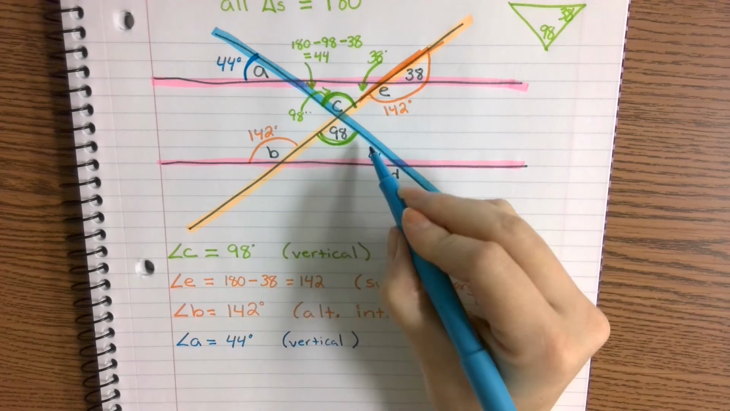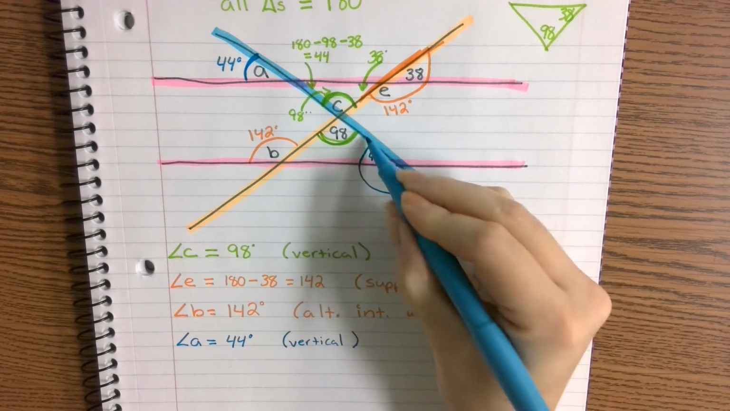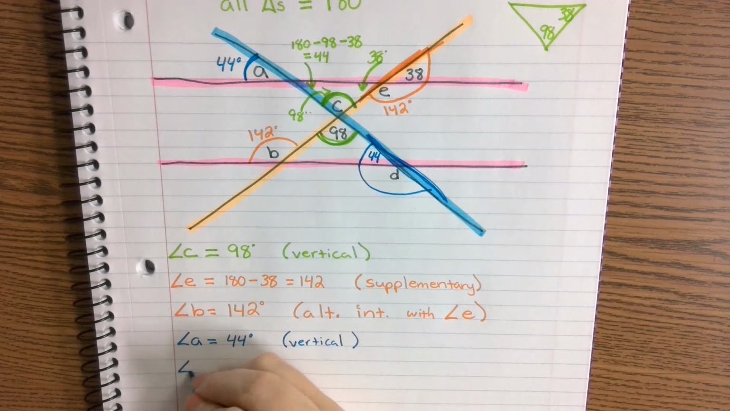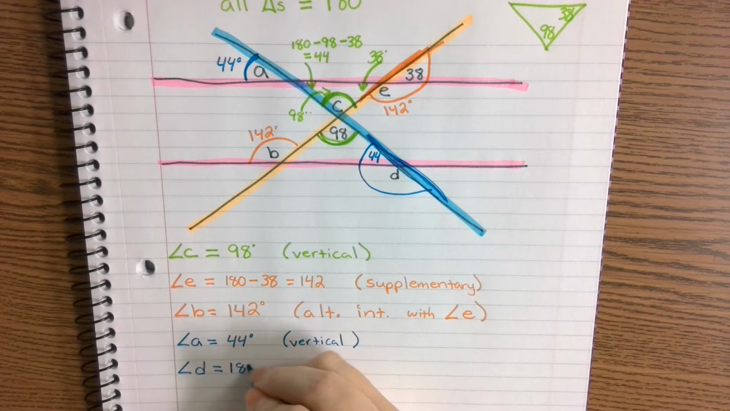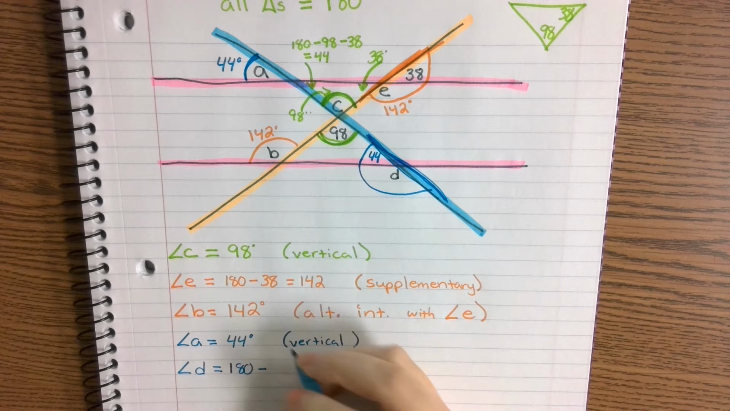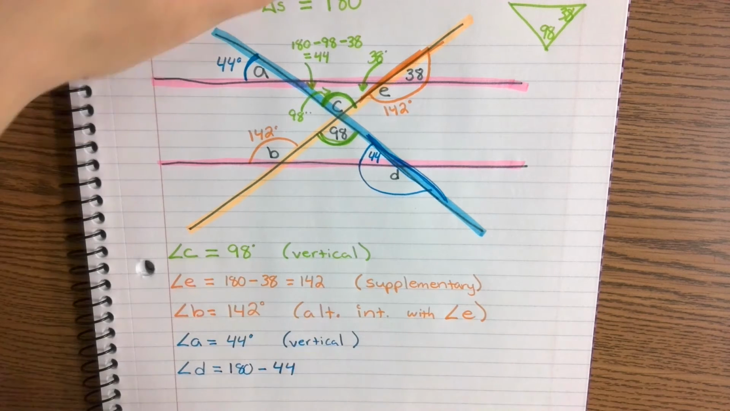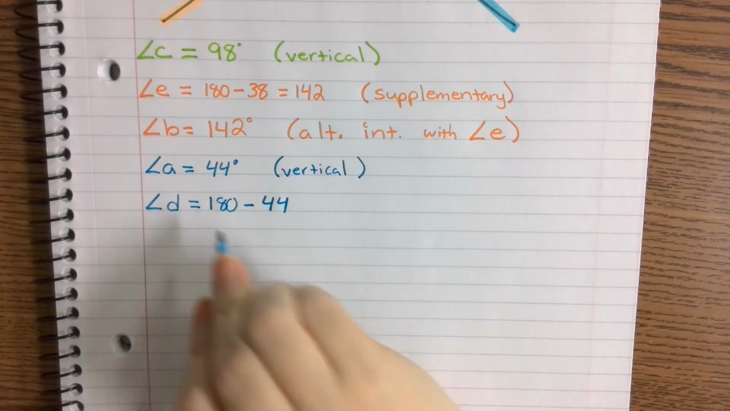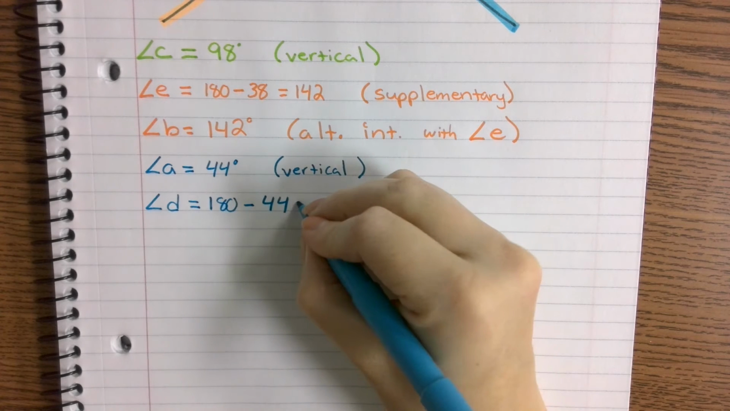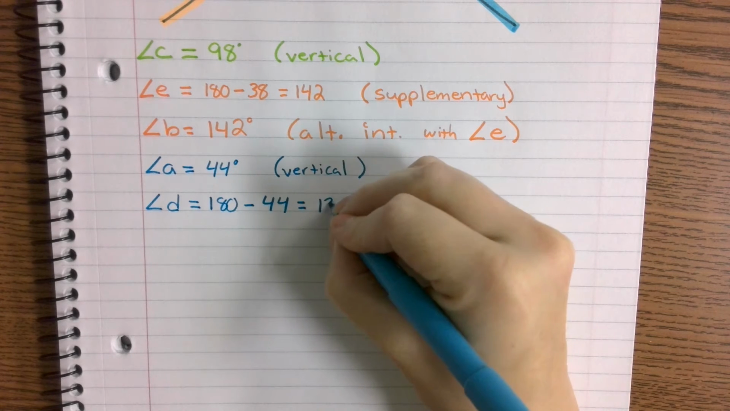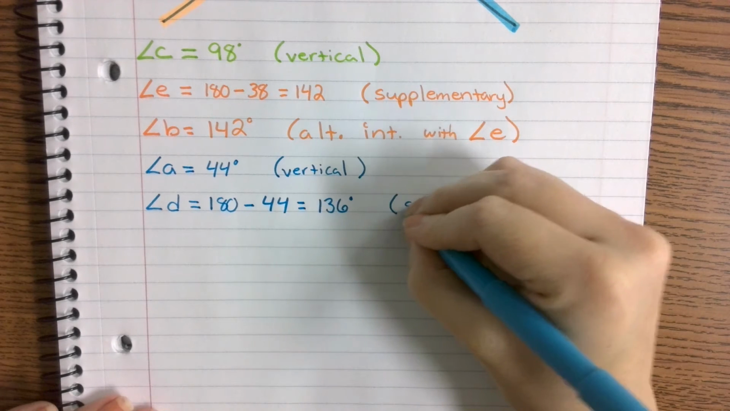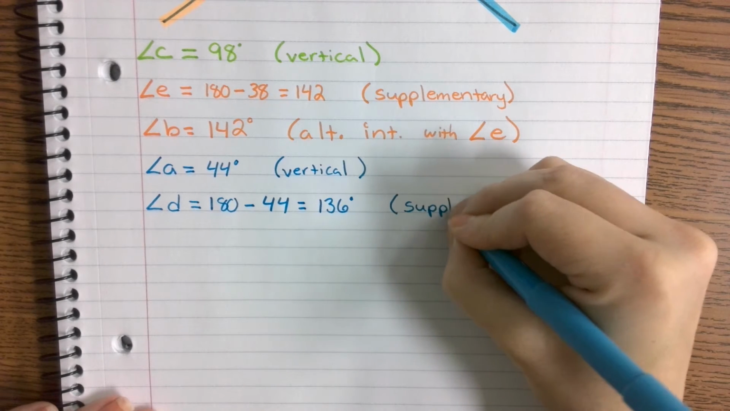Supplementary set. So from here to here, this is also a supplementary set. So angle D is equal to 180 minus the 44. Now I'll zoom in to this bottom information. 180 minus the 44, which is 136 degrees. And again, that's because of the rules that we know, supplementary.